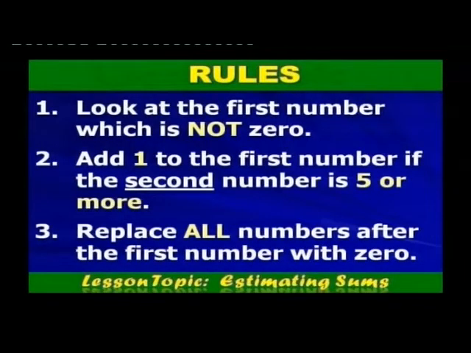Okay, the same rules apply when we want to estimate. We firstly look at the first number, which is not zero. We cannot estimate if there is a zero in front of the first number. Secondly, if the number is greater than 5, we add 1 to the first number, and then we can make a good estimation there. When you are trying to do estimation, always replace all numbers after the first number with 0. So these were the three rules that we used in our previous lesson. So you should have already written those rules in your exercise book.